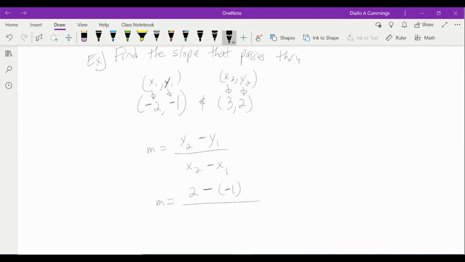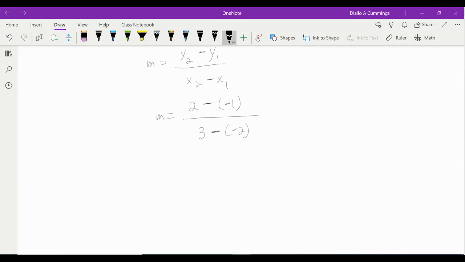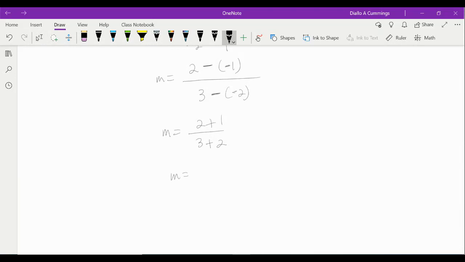So we must not neglect any operations or signs. So I have to include a negative operation for my formula, and I have to substitute in a -1. Divided by x sub 2, which is 3, minus, because there is a minus in our formula, x sub 1, which is a -2. We notice from our rules of sign that a double negative equals a positive. So I have 2 plus 1 over 3 plus 2. And once we simplify, we have a slope of 3/5.